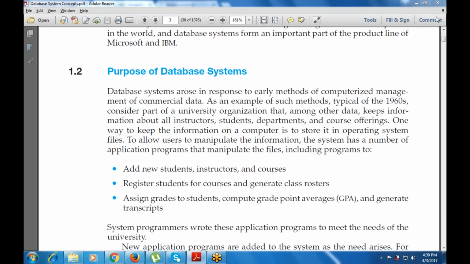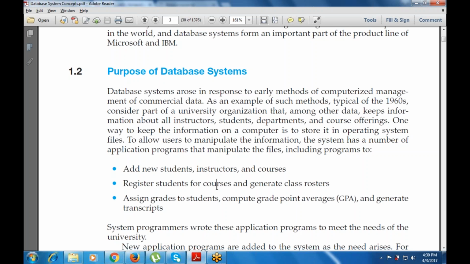Consider a university organization that, among other data, keeps information about all the instructors, students, departments, and course offerings. One way to keep the information on a computer is to store it in operating system files. The system has a number of application programs that manipulate the files, including programs to add new students, instructors, and courses, register students for courses, and generate class rosters.